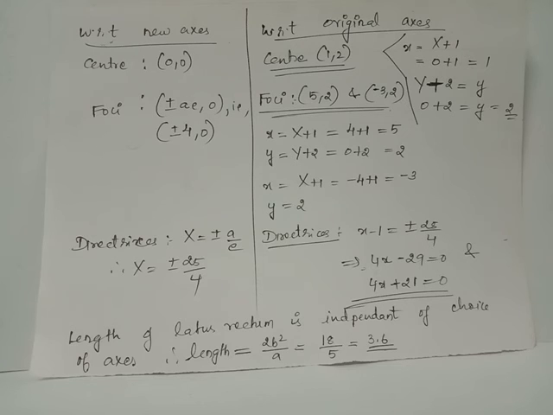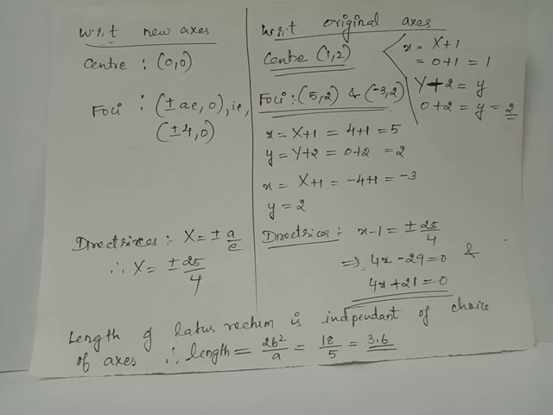With respect to new axis X Y, we had evaluated equation of directrices as X = ±25/4. Therefore, with respect to original axis small x small y, x = X + 1, which implies x − 1 = X, where X takes the values plus or minus 25/4. This equation can be rewritten as 4x − 4 = ±25. Thus we get two equations, 4x − 29 = 0 and 4x + 21 = 0, which are the equations of directrices with respect to original axis.